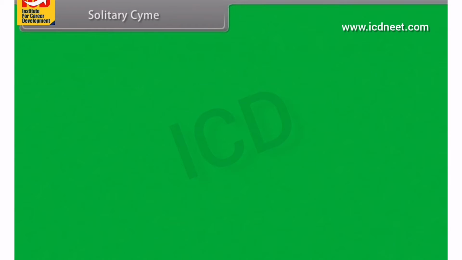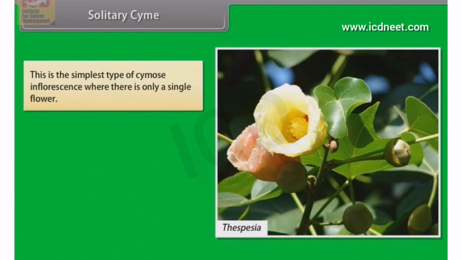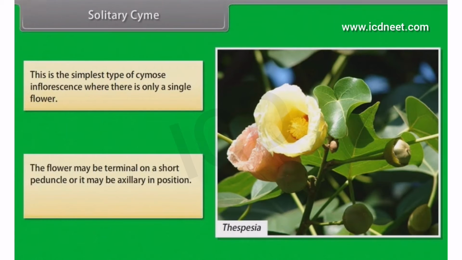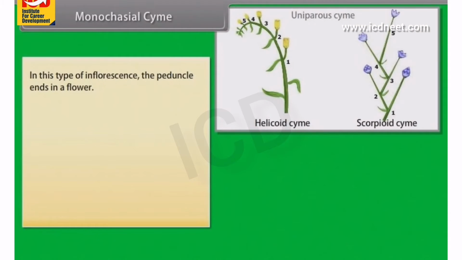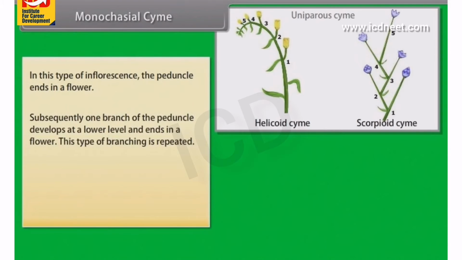Solitary cyme. This is the simplest type of Cymose Inflorescence, where there is only one single flower. The flower may be terminal on a short peduncle or it may be axillary in position. Example, Thespesia. Monochasial cyme. In this type of inflorescence, the peduncle ends in a flower. Subsequently, one branch of the peduncle develops at a lower level and ends in a flower. This type of branching is repeated.